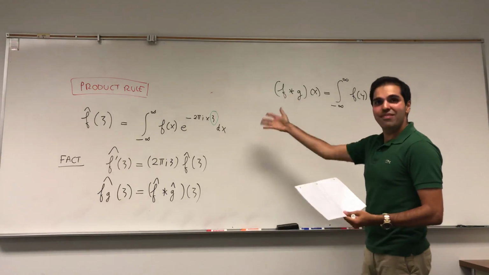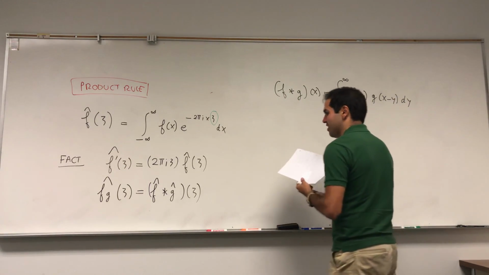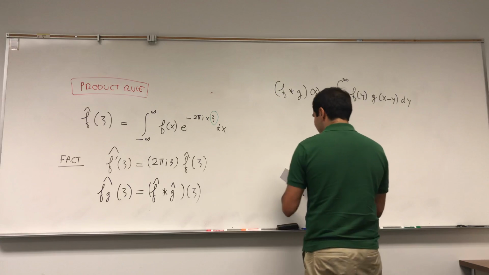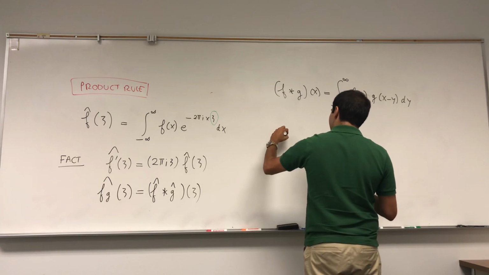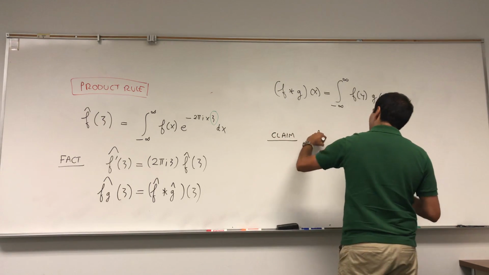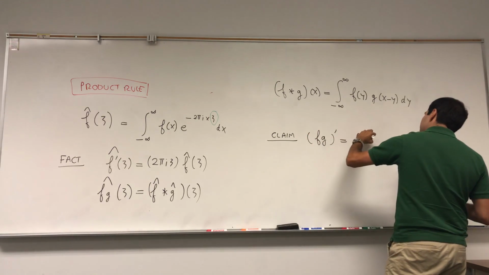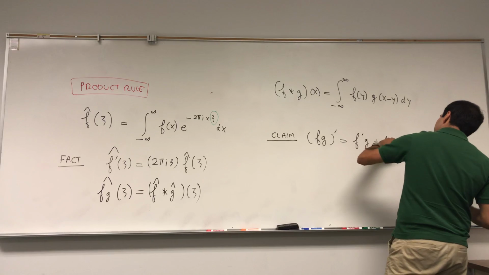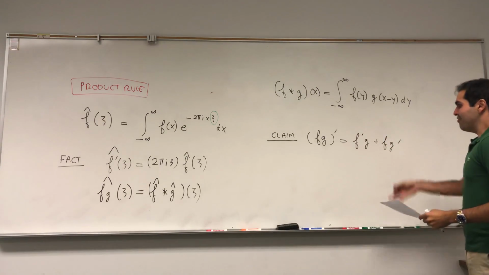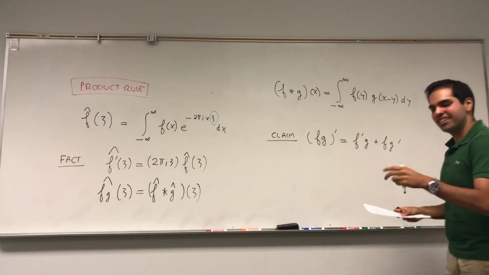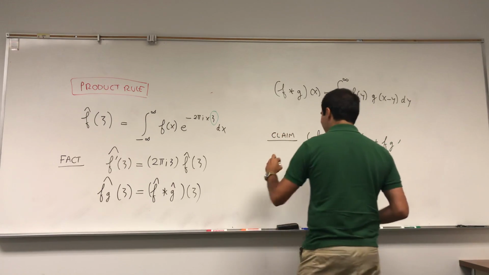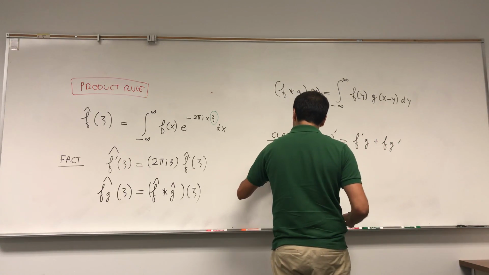But first let me give you the proof of the product rule. The claim: I want to show you that (fg)' equals f' g plus f g'. And for this, as I said, let's use the Fourier transform. So here's our proof.